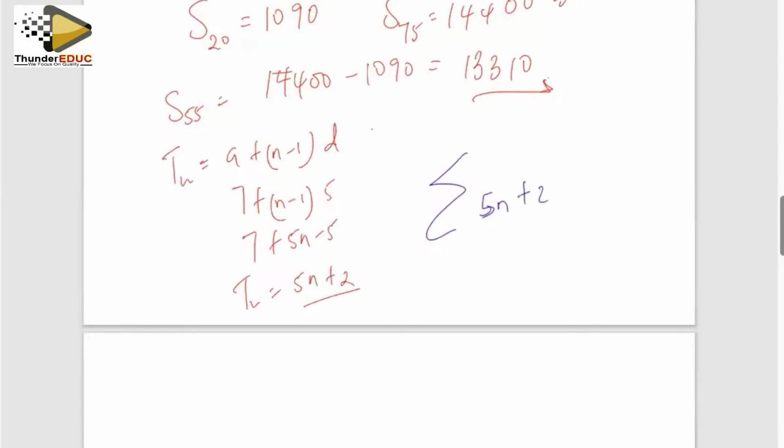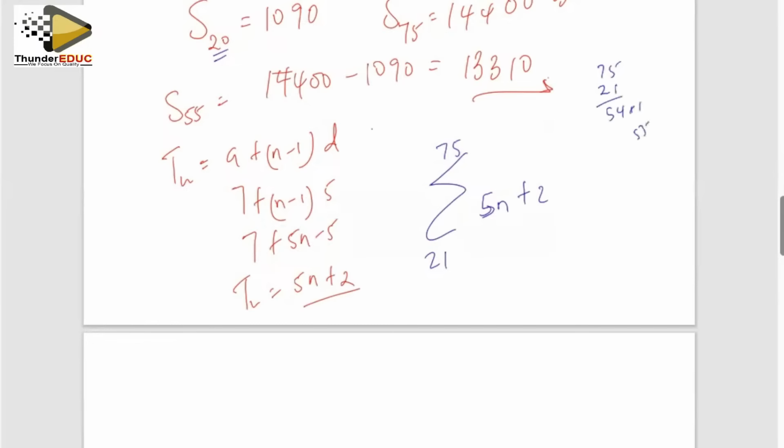Sigma is a symbol for summation. Okay, now we cannot start from T20. We need to start from T21. And then T21 up to T75. If we subtract these two, 75 minus 21, that's going to give us 54.